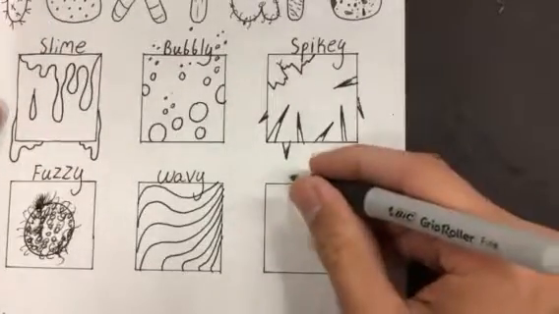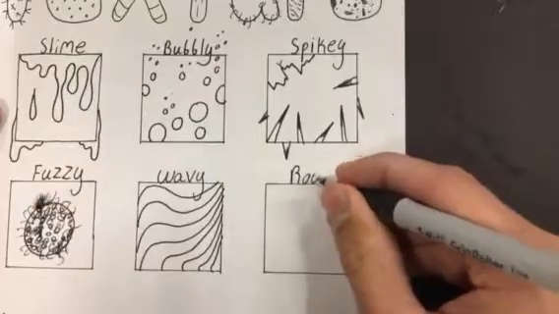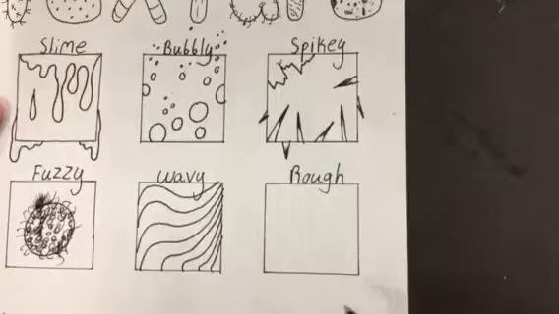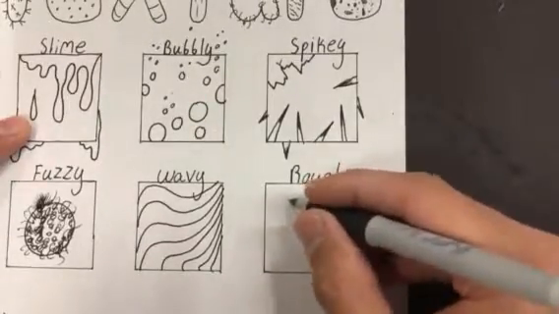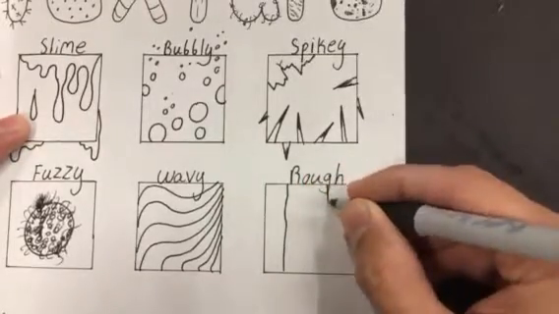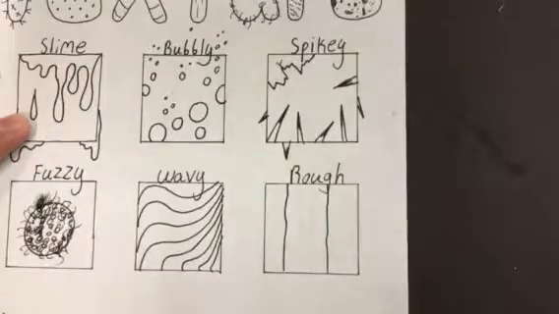Next, let's do rough. R-O-U-G-H. And for the rough, we're just going to do a plank of wood. So it's going to just come like this. It's going to be 2 lines. They're not exactly perfectly straight.